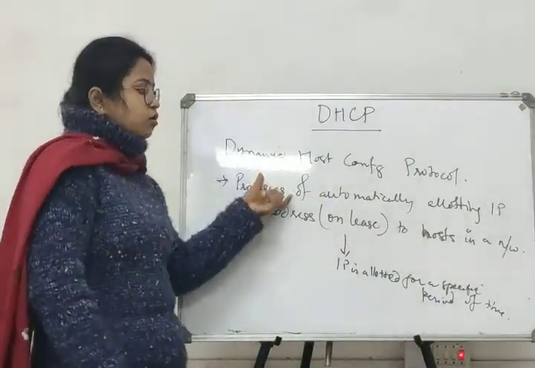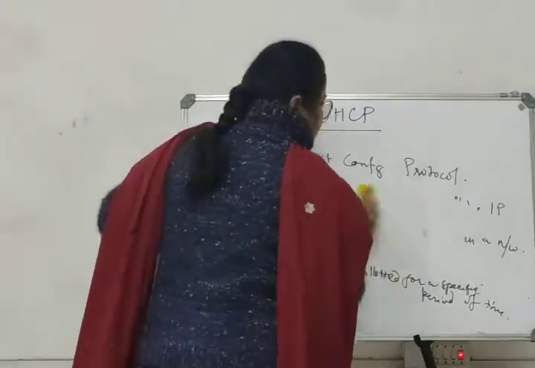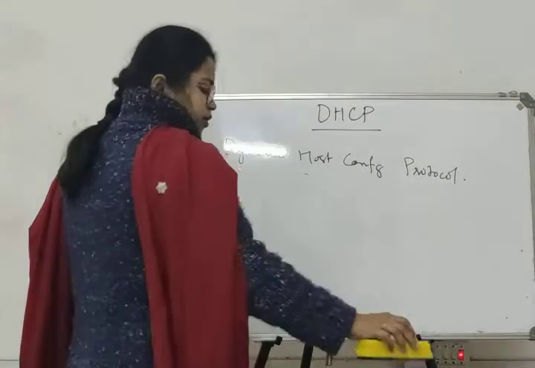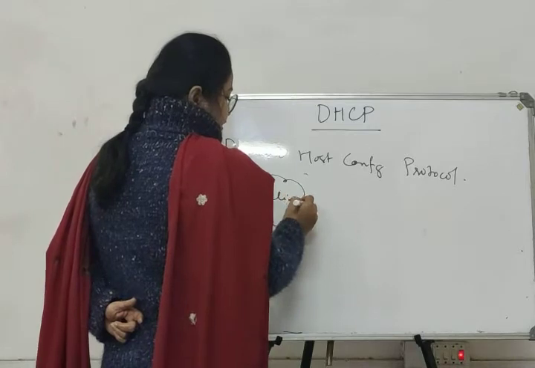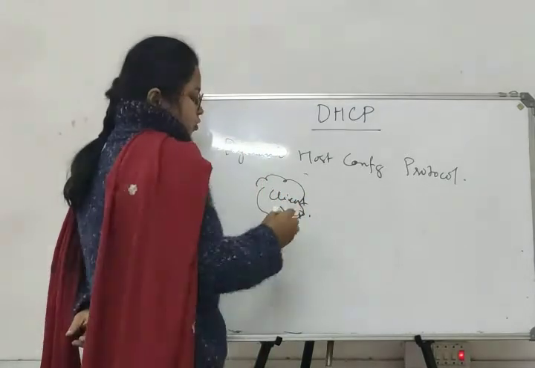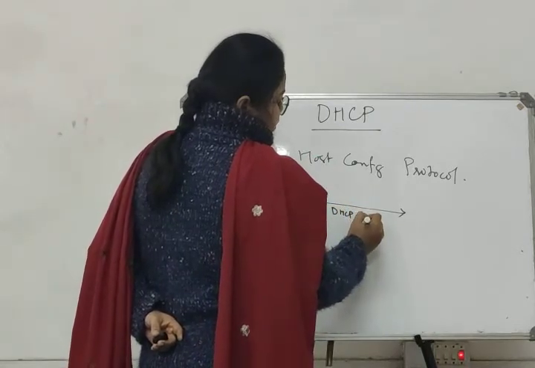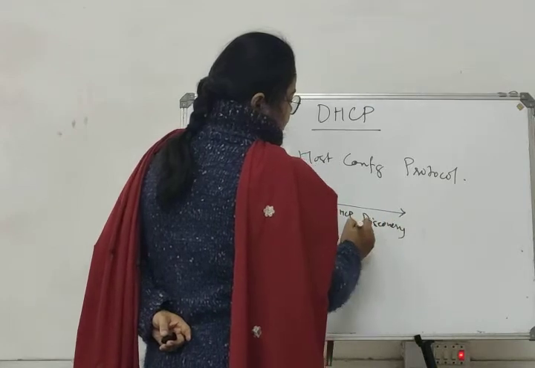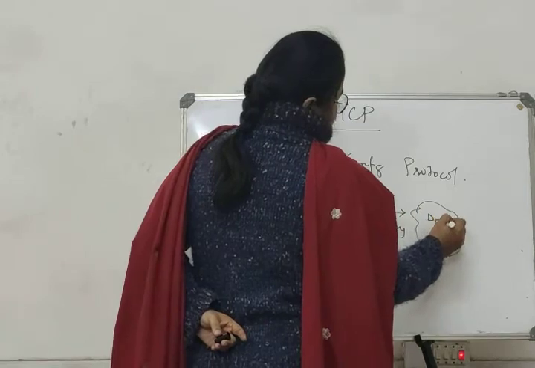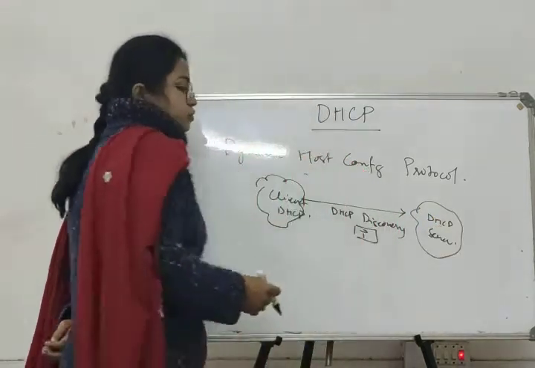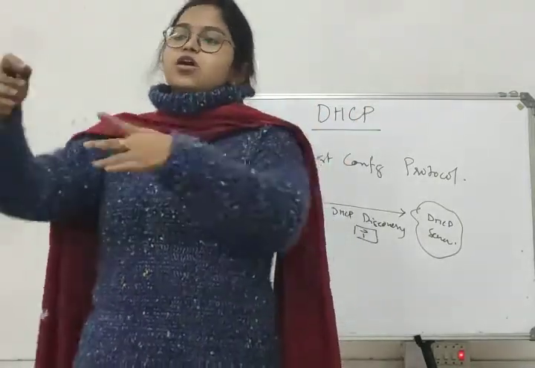So how does the allotment of IP take place? First of all, in case of DHCP, the network administrator or a client, we can say client DHCP, sends a DHCP discovery packet to the DHCP server. Now the DHCP server's job is to give the IP address. Let's see, these are the IP addresses, you can allot them.